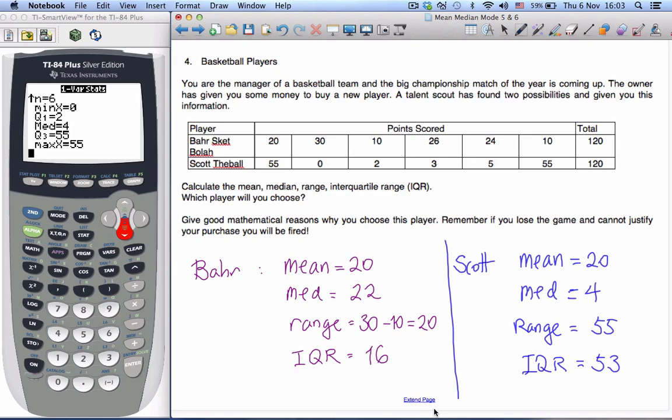If you're looking at a full number of playoff games and another team figures out that this is a hot player and shuts him down, then you might have more of a problem with Scott, and you might want to go for the basketballer. And I don't know, that's a really tough decision. It all comes down to, do you want consistency or do you want inconsistency? And the measures there are the measures of spread, the range and the interquartile range, that help us there.